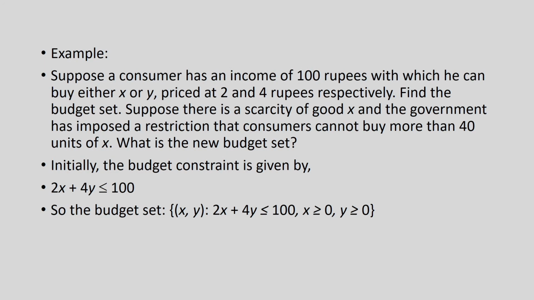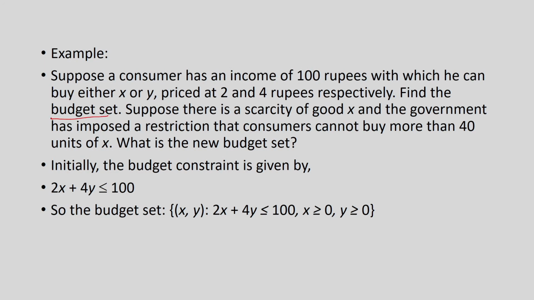Suppose a consumer has an income of 100 rupees with which he can buy either X or Y. So, X and Y are the 2 goods that he can buy with the 100 rupees that he has, and the prices of X and Y are 2 and 4 rupees respectively. So, price of X is 2 rupees, price of Y is 4 rupees. Find the budget set. So, that is the question, we have to find the budget set.